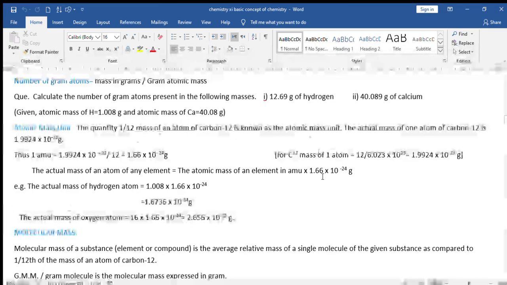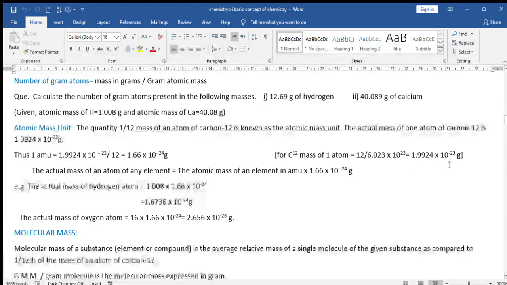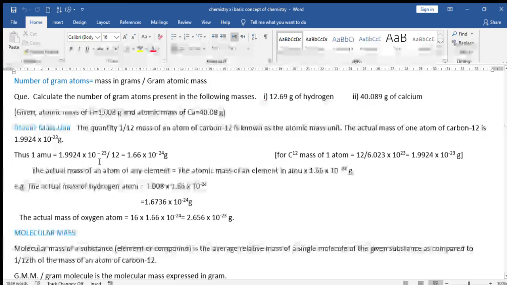One atom of carbon-12 has mass 12 divided by 6.023 into 10 to the power 23, which is equal to 1.9924 into 10 to the power minus 23 gram. This is the actual mass of one atom of carbon-12, and 1 AMU is 1/12 of this 1.9924 into 10 to the power minus 23. It means 1 AMU is equal to 1.66 into 10 to the power minus 24 gram.